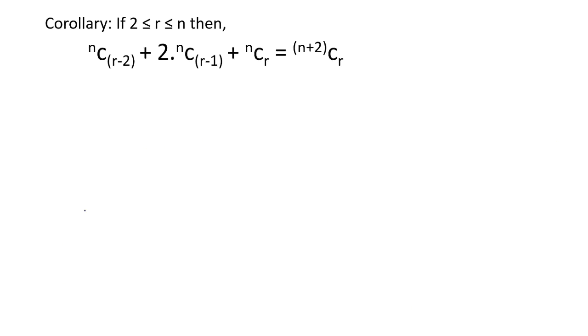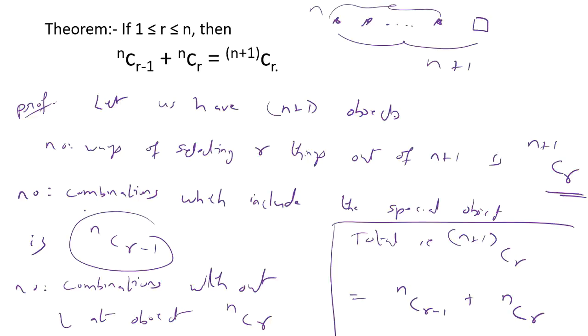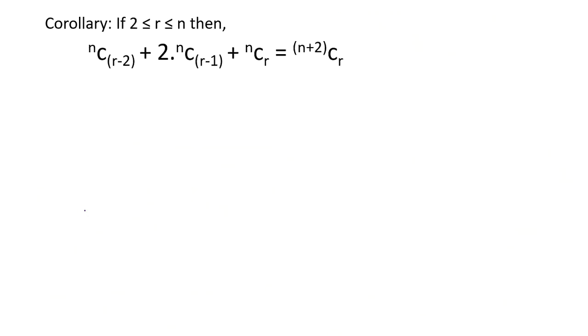Next, we have this interesting corollary of the previous result. The corollary is like this: n choose r minus 2 plus 2 times n choose r minus 1 plus n choose r is equal to n plus 2 choose r. I repeat, n choose r minus 2 plus 2 times n choose r minus 1 plus n choose r is equal to n plus 2 choose r.